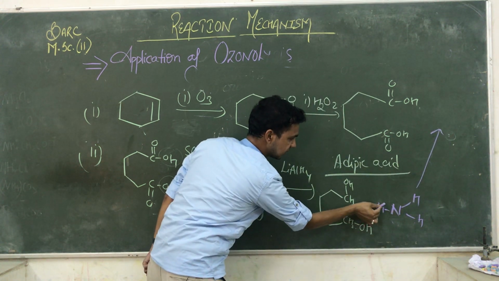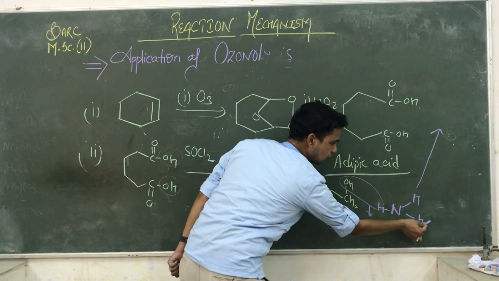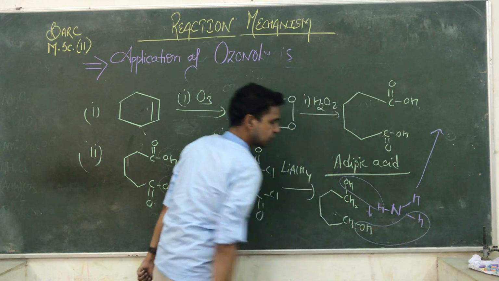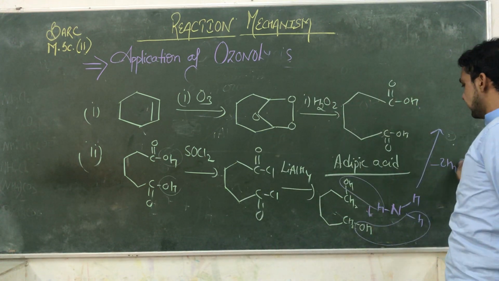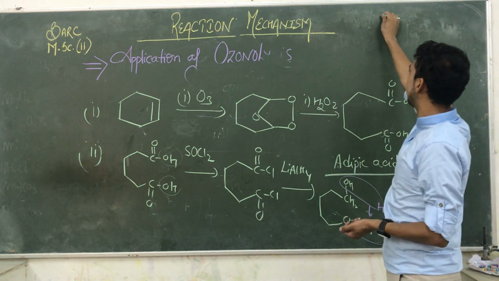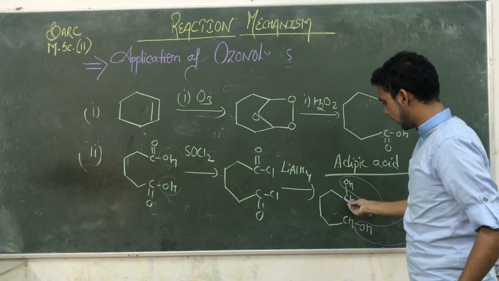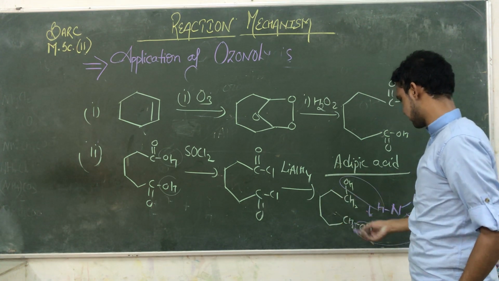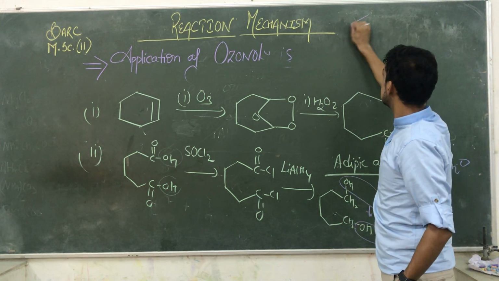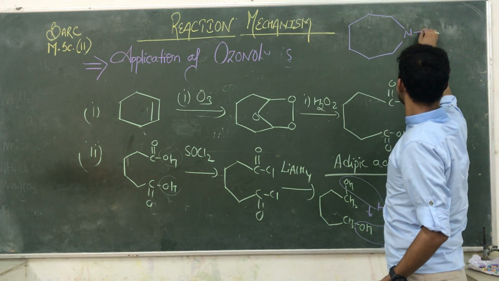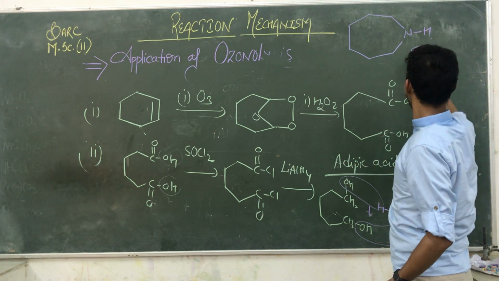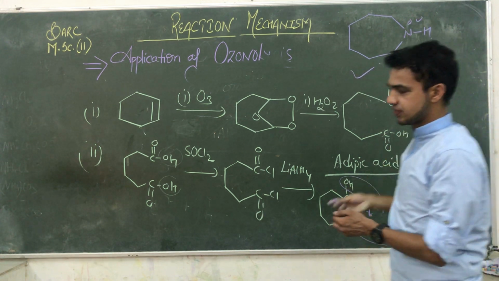So what happened? Here one H reacted with OH, and one H reacted with the other OH. They give you how many molecules? Two H2O molecules. And it is responsible for the formation of a big ring. Which type of ring? 1, 2, 3, 4, 5, 6. That is the product of this reaction.